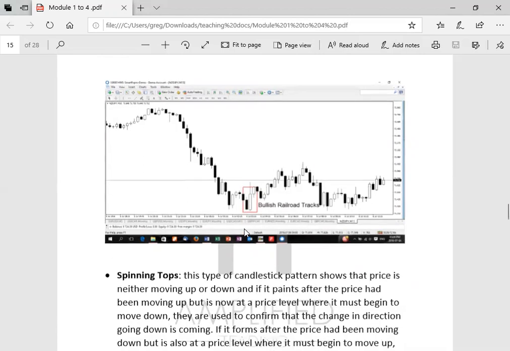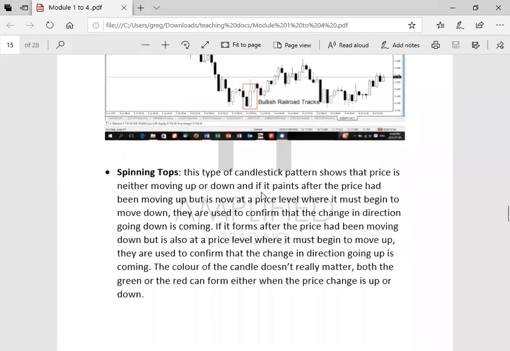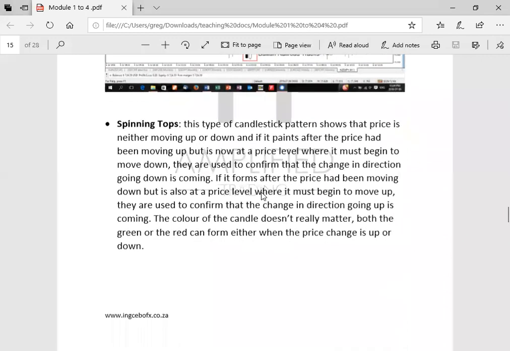So that is an example of a bullish railroad track, and likewise, it's going to work vice versa to a bearish railroad track, meaning you want to be a buyer at the right time once a bullish railroad track pattern occurs. Okay. Now, spinning tops.